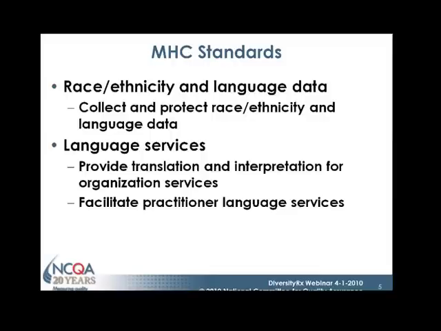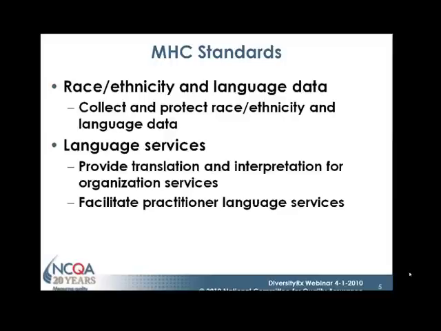So standard 1, race, ethnicity, and language data. This standard aligns with the recent recommendations of the IOM Subcommittee on Standardization of Race, Ethnicity, and Language Data. The standard requires both direct and indirect data collection. Direct data collection being asking people, what is your race, what is your ethnicity, what language do you speak? Indirect data collection being using population census information, such as geocoding or surnames, to impute the race, ethnicity, or language of the individual. The standard is weighted heavily in the scoring because having good and complete race, ethnicity, and language data is foundational to an organization's ability to serve its multicultural population effectively.